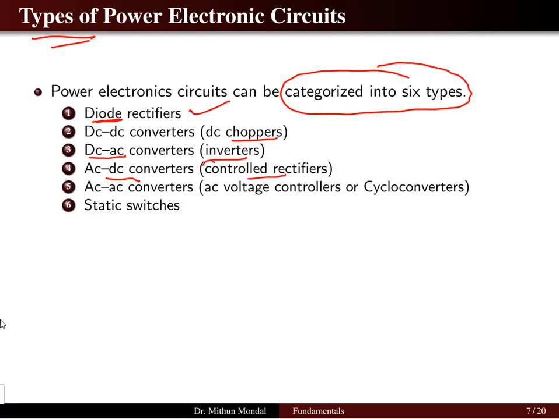Now, why has the term control been used? Because there will be some gate signal which will be controlling the AC and DC operation, turning on and turning off. Then AC to AC converters, which are known as the voltage controllers. They are also known as the cycloconverters, and you have the static switches. So these are basically the 6 important categories of power electronics circuits.